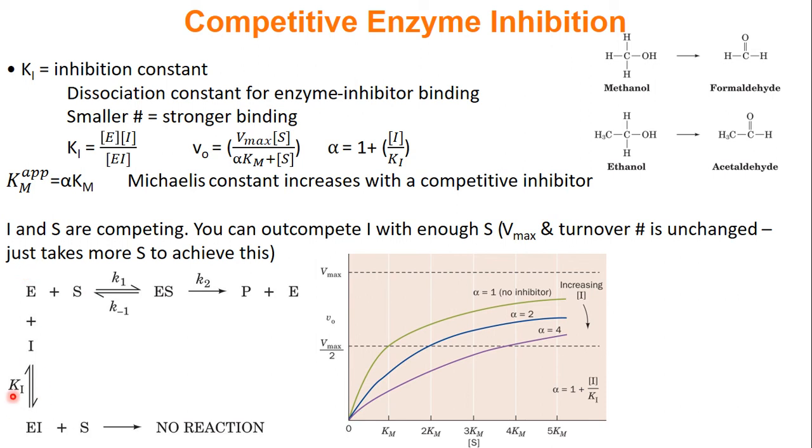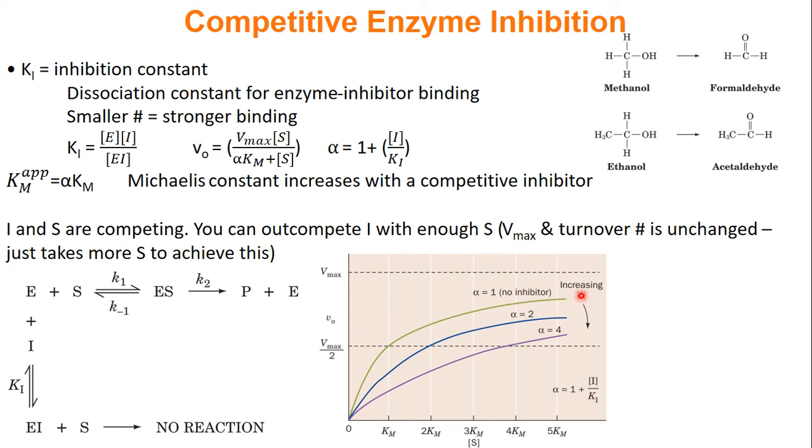And our competitive inhibitor only binds to the free enzyme. So E plus I will make this EI complex with our rate constant Ki. And if we try that at the substrate, no reaction will happen because it is inhibited. Here's a graph showing that information as well.